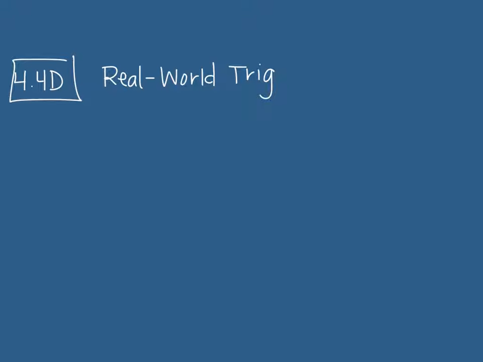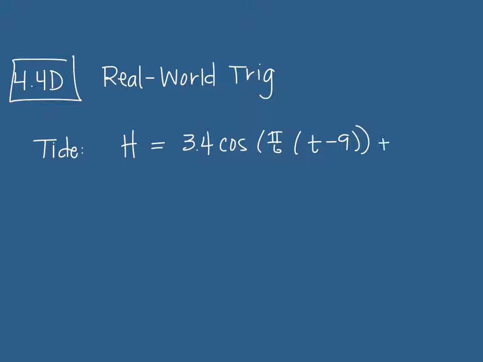This is going to overlap with the same example we were finishing about the tide, and we're going to take that a little bit further today, okay? Let me give that to you again in case you still don't have that in your notes. H equals 3.4 cosine pi sixths parentheses t minus 9 parentheses plus 5. Okay.